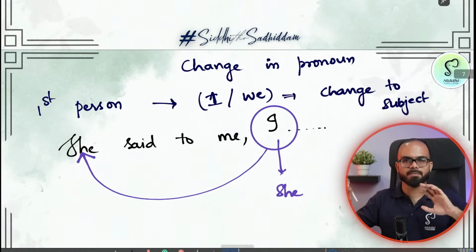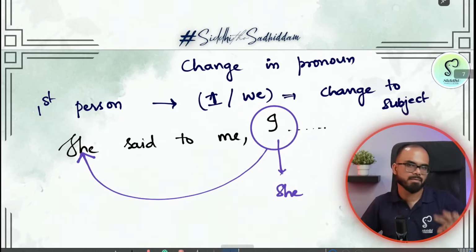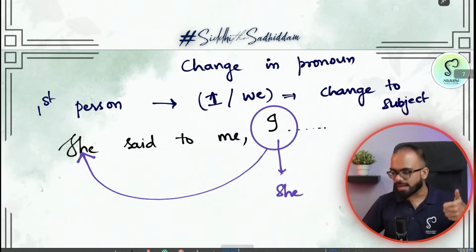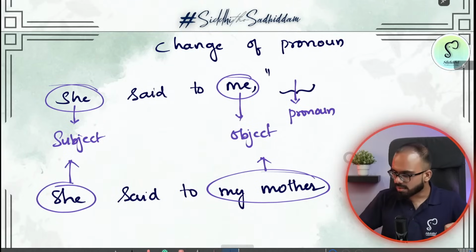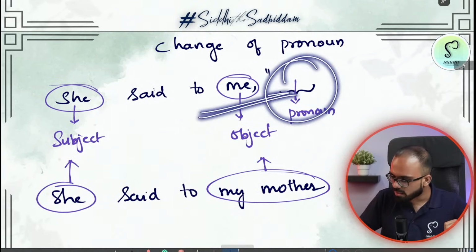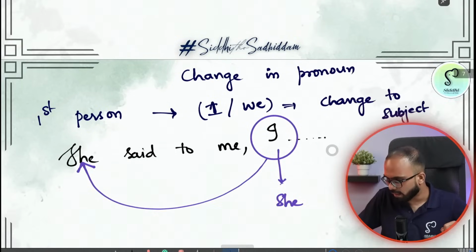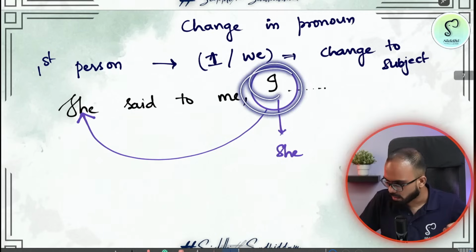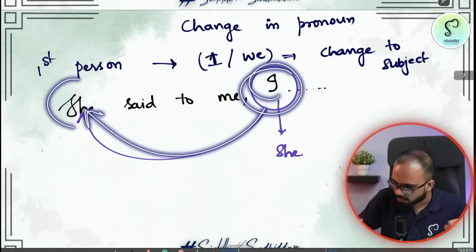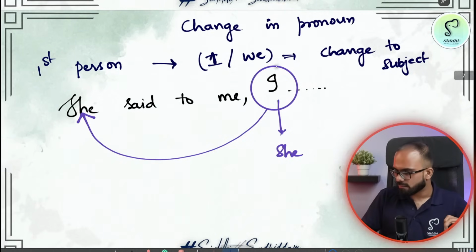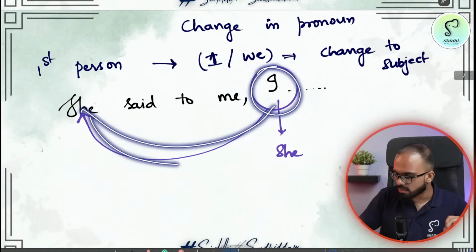I hope you know the persons of pronouns: first person, second person, third person. First person pronouns are I and we. Usually the change in the pronoun depends upon the object. So if I have a first person pronoun, it depends on the subject of the sentence. First person pronoun is always changed to the subject.